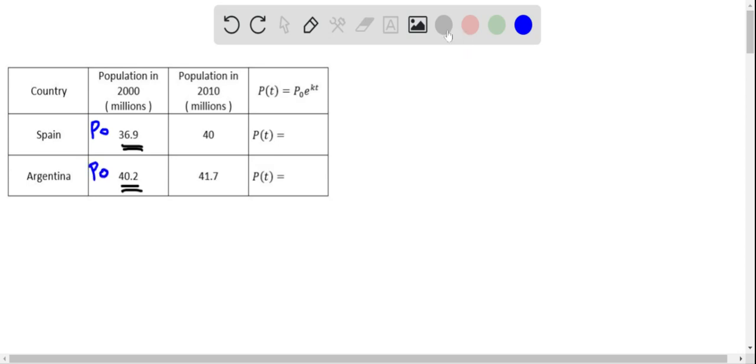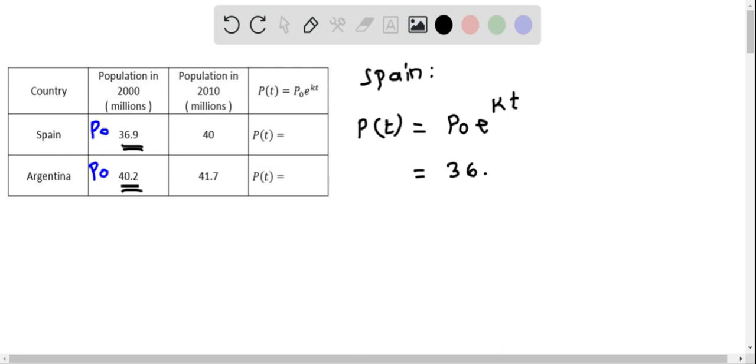So currently we can write the model as P of t equals P naught e raised to the power of kt. We are doing this for the country Spain. So we replace P naught by 36.9, that is, 36.9 e raised to the power of kt. So this is the model using the value of P naught equal to 36.9.